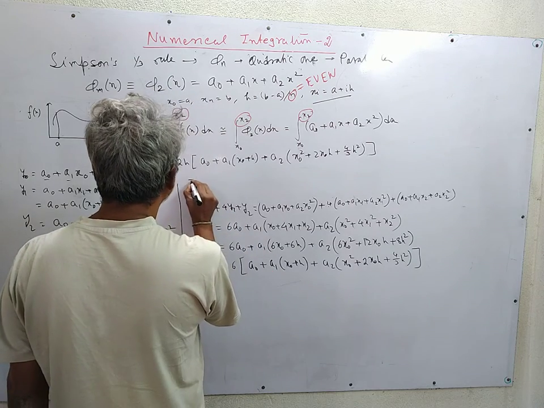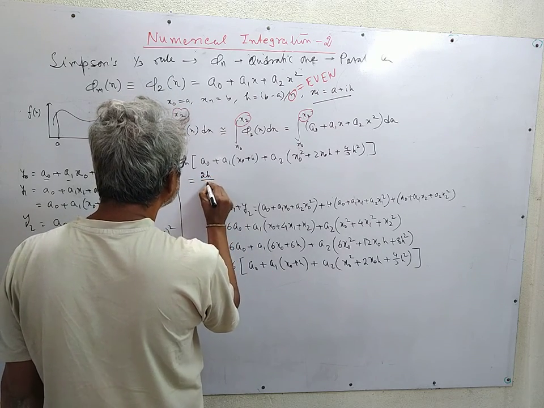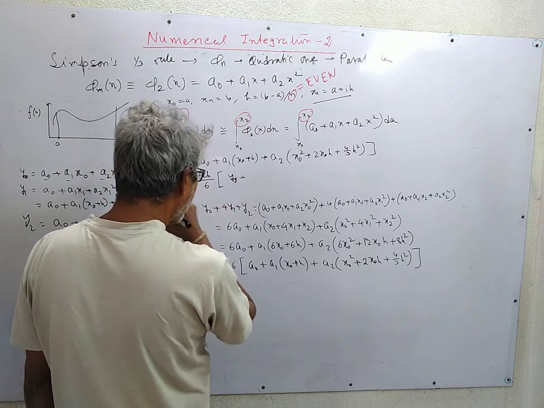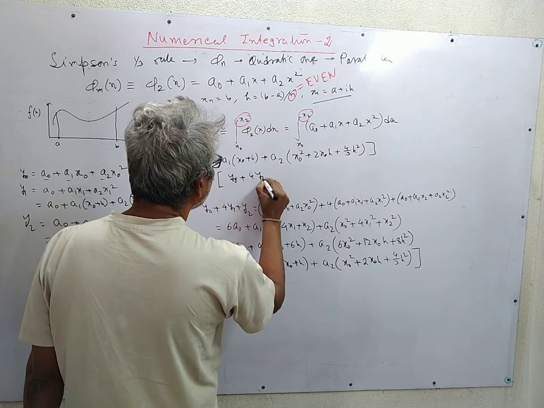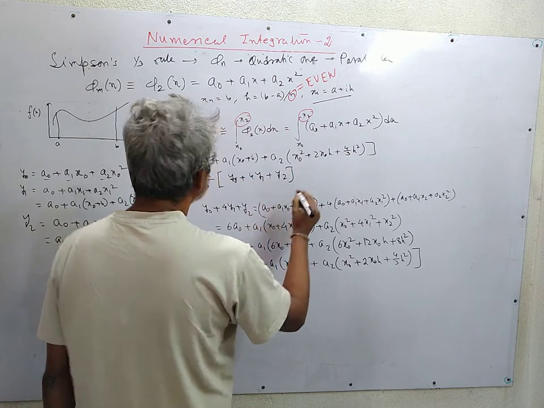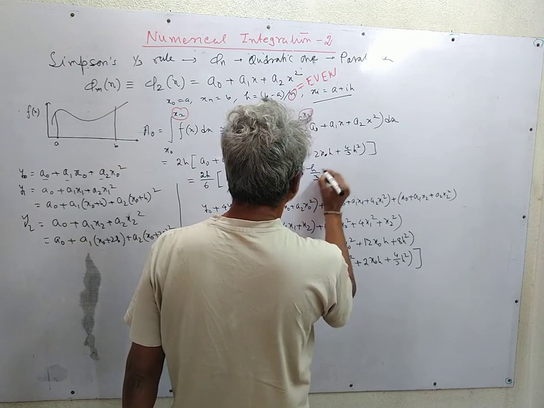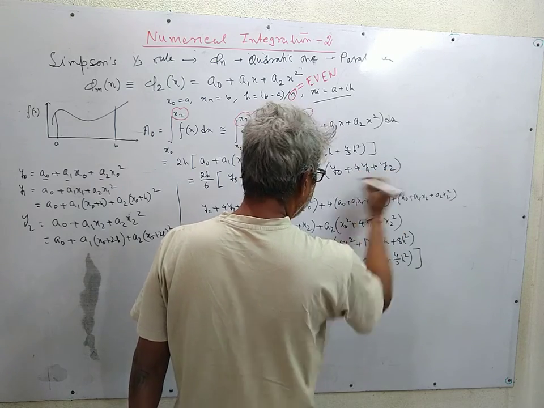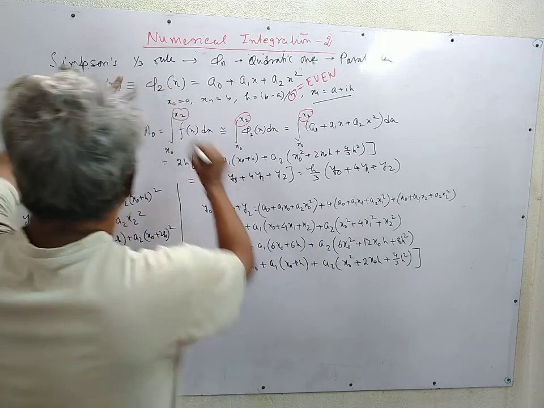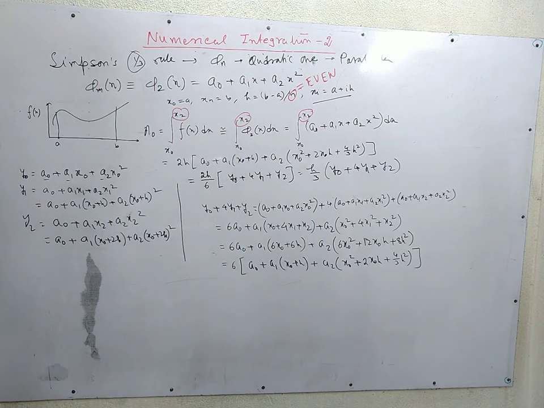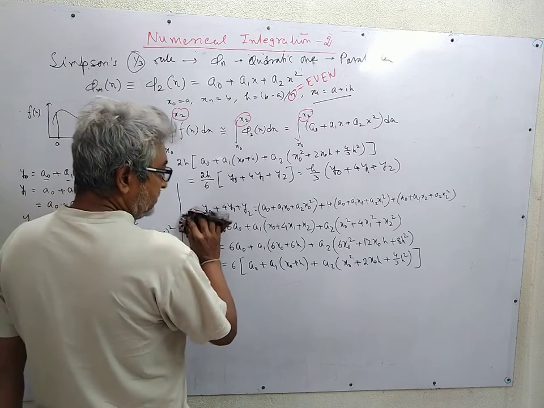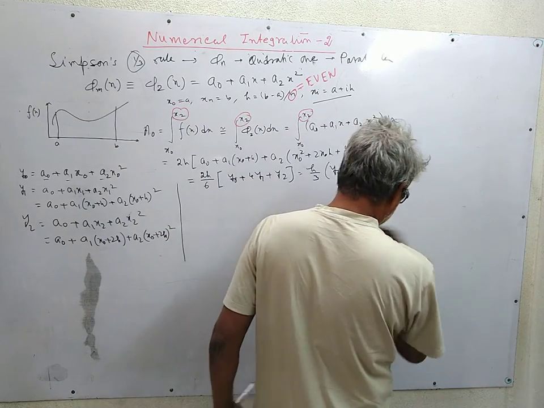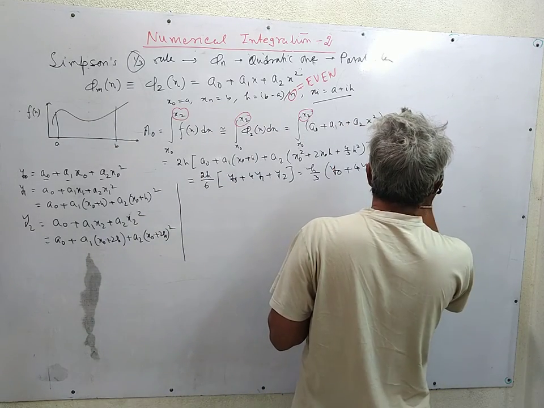So we write it as 2h by 6 times (y0 plus 4y1 plus y2). This on simplification becomes h by 3 times (y0 plus 4y1 plus y2). This factor 1 by 3 is the origin for the name of the 1/3 rule. This is the block formula for Simpson's 1/3 rule.